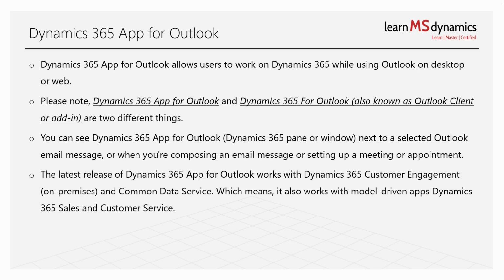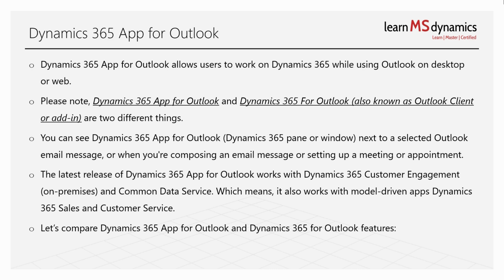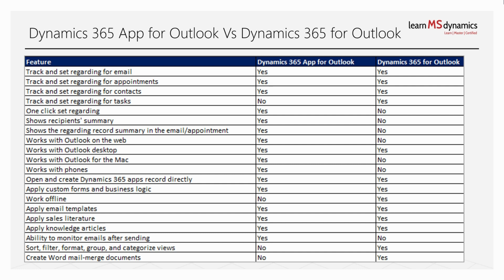And the latest release of Dynamics 365 app for Outlook works with customer engagement on-premises and Common Data Service. If you're using model-driven apps like Sales or Customer Service, then you will be able to work with Dynamics 365 app for Outlook. So now let's compare Dynamics 365 app for Outlook and Dynamics 365 for Outlook features. So here's the list of features available. I would highly recommend you spend some time looking at each feature and see which one is available in app for Outlook and which one is available in Dynamics 365 for Outlook.